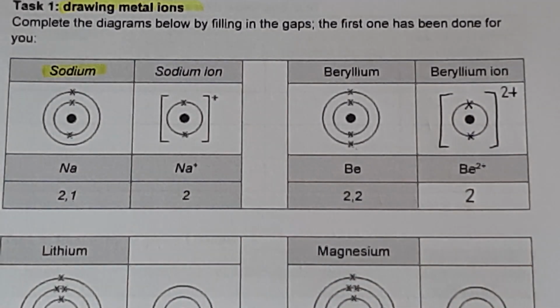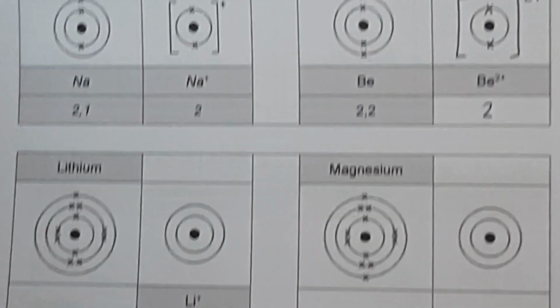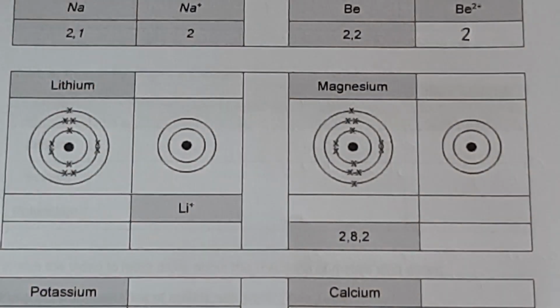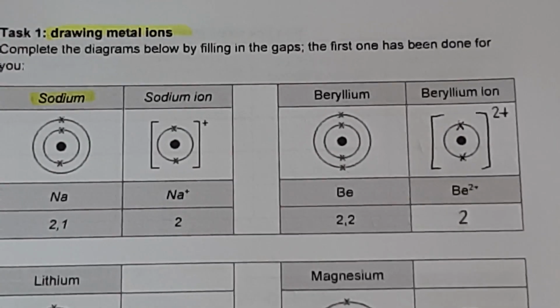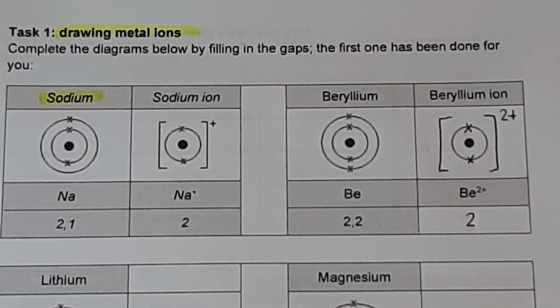So that is beryllium. Now what I want you to do is have a go at lithium and magnesium using the information that we've just done. Okay, so make sure that before you start that you've got everything written down from beryllium and sodium. Okay, and then have a go at lithium, magnesium, potassium and calcium.